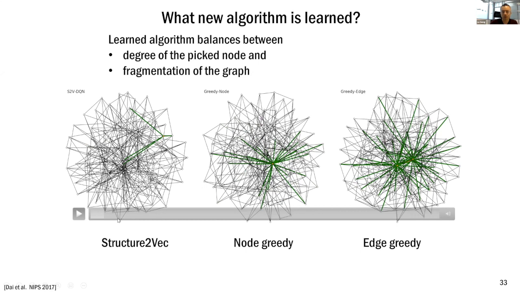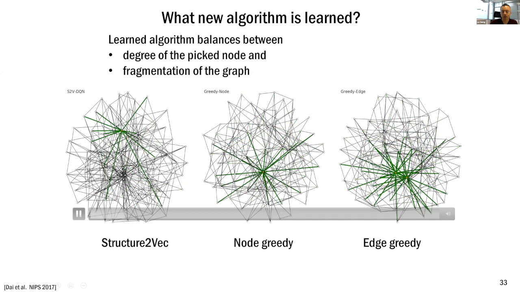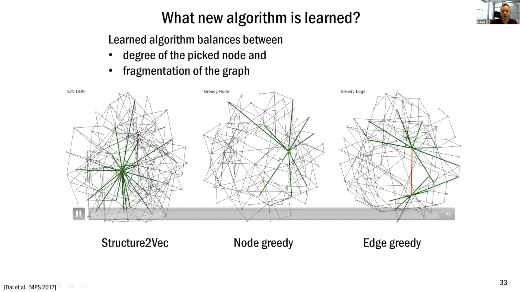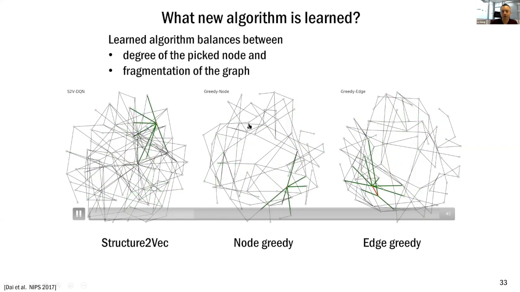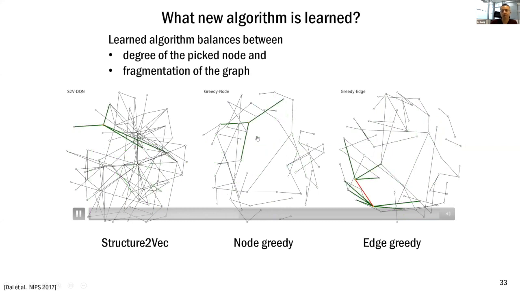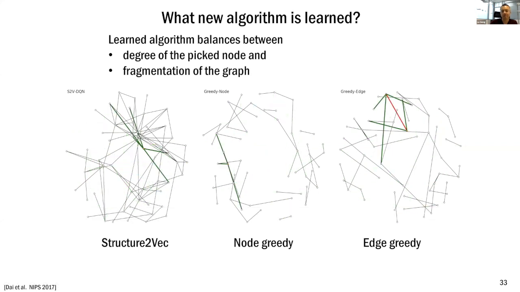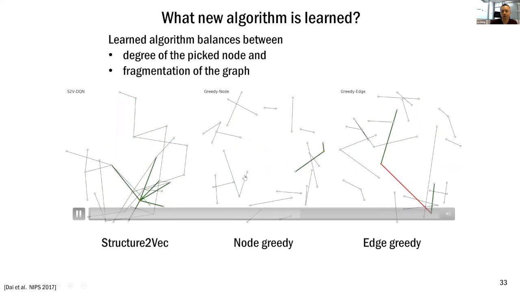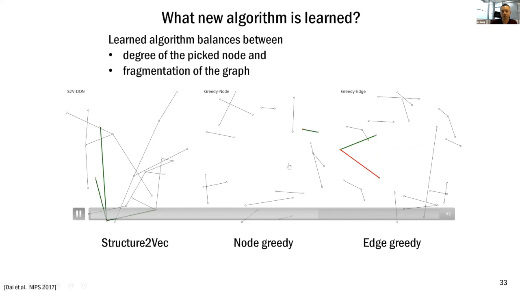What happened to this node greedy algorithm? An edge greedy algorithm is too greedy, and it doesn't consider long-term effects of selecting the nodes. It creates a graph which fragments into lots of disconnected components. And then at the end of the algorithm, you're forced to select at least one node for each one of these components in order to solve the problem.